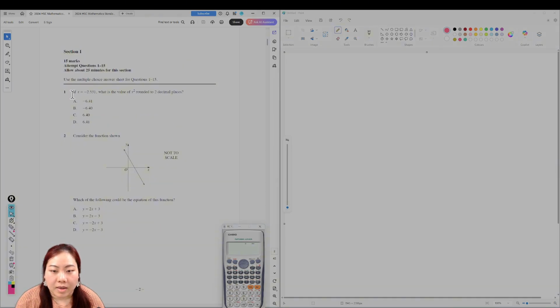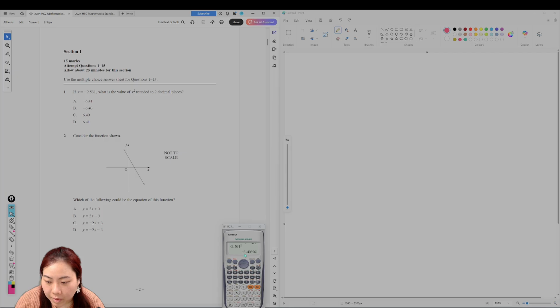Question number 1. If x is negative 2.531, what is the value of x squared rounded to 2 decimal places? I can already cross off A and B because anything squared would be positive. So it's either C or D. Let's find out. We have negative 2.531 squared.